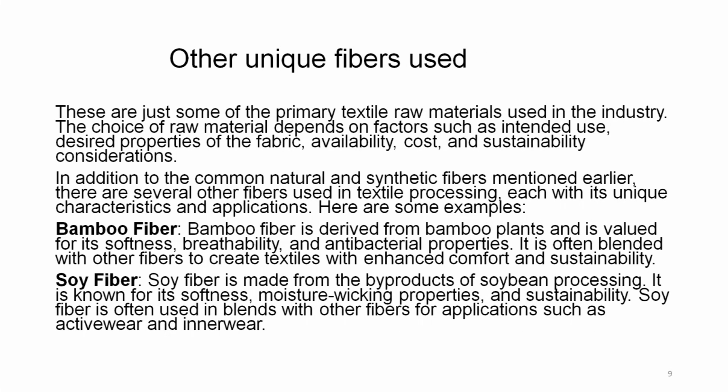Other unique fibers are used too. These are just some of the primary textile raw materials used in the industry. The choice of raw material depends on factors such as intended use, desired properties of the fabric, availability, cost and sustainability considerations.